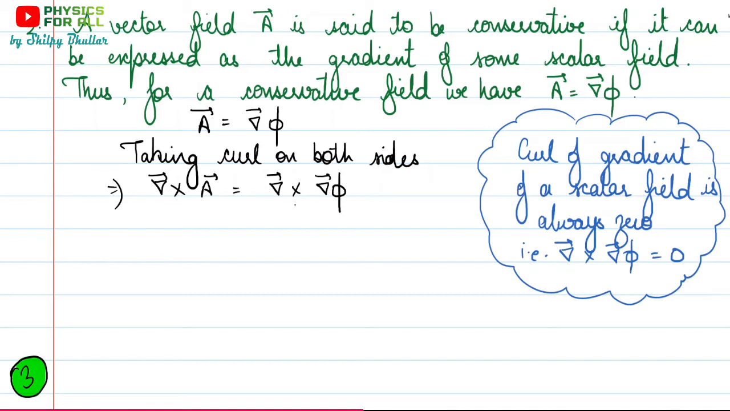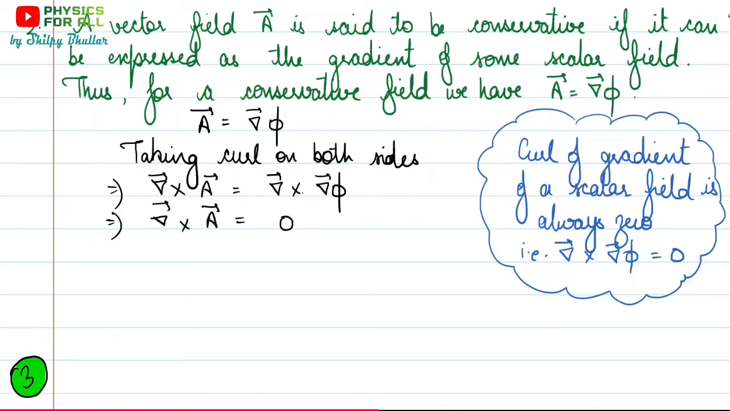And as we did in the previous video, the curl of the gradient of a scalar field is always 0, and this right hand side actually represents the curl of a gradient. We know that del phi is the gradient of a scalar field, and then we are taking the curl of it. So it's the curl of a gradient, and it is 0. So this implies del cross A is equal to 0.